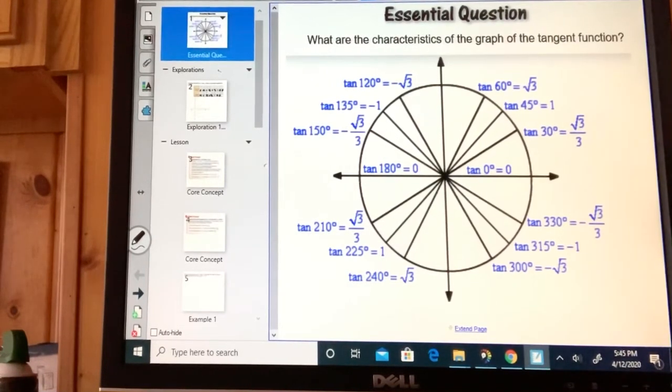So today we're going to start 6.5. We're not going to finish it today, we'll finish it tomorrow. And we're going to talk about what the characteristics of tangent and cotangent are.